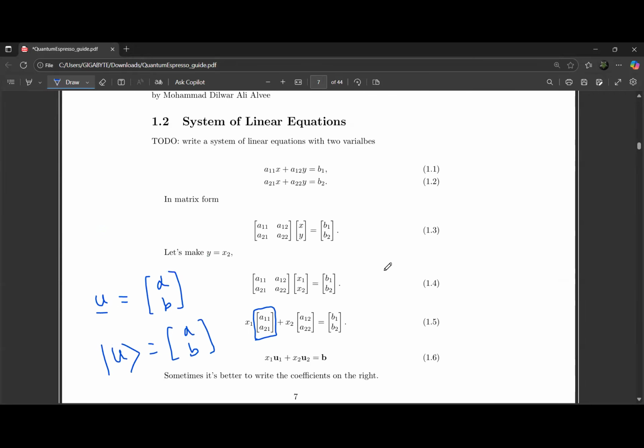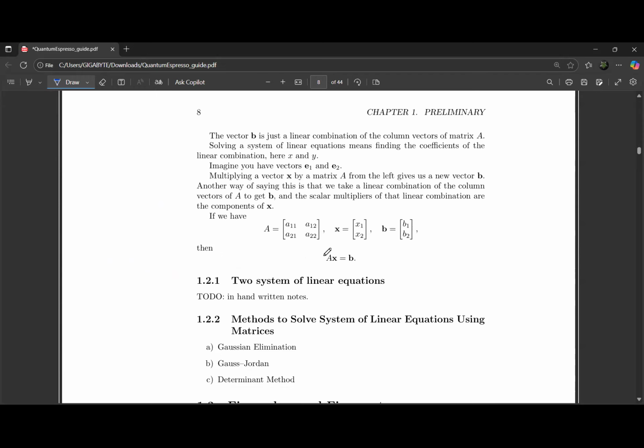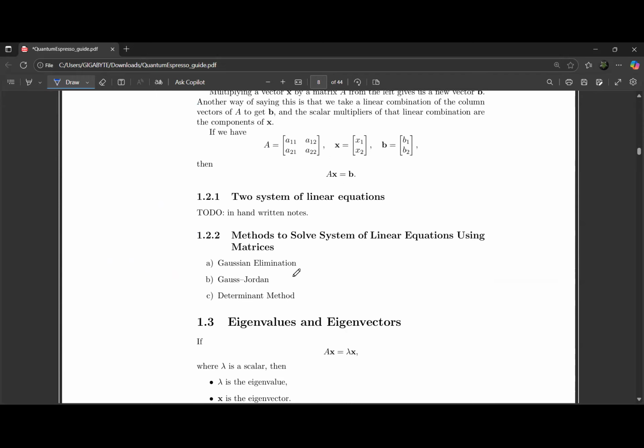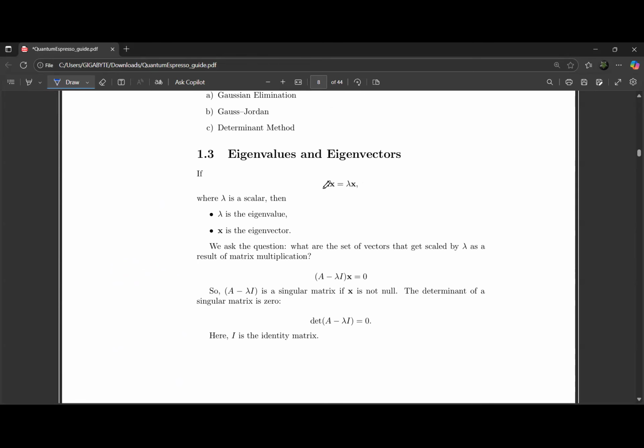So the first section was solving systems of linear equations using matrices. We can do plenty of other things using this. And as I previously mentioned, we can solve the matrices using Gaussian elimination, Gauss-Jordan, and also the determinant method, which might be quite hectic to solve. Gauss-Jordan and Gaussian elimination are much easier.